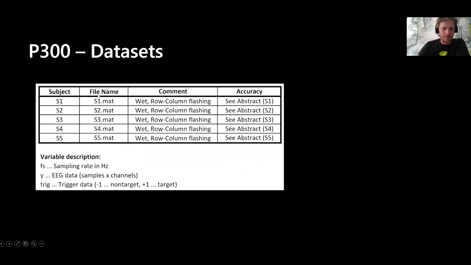Here you got 5 data sets from 5 different subjects recorded from the Unicorn, I guess, with wet electrodes. So the electrodes are gelled, the signals are nice. And again, inside the data, which are MAT files, they contain the sampling rate in hertz, the data matrix, and also the trigger information.